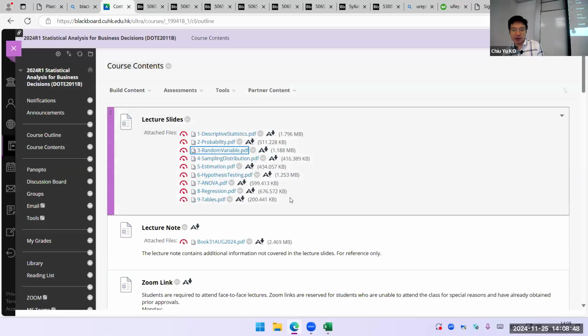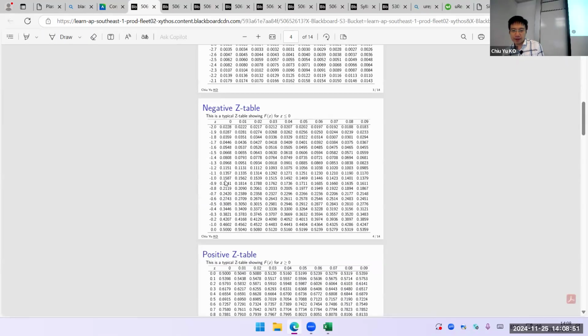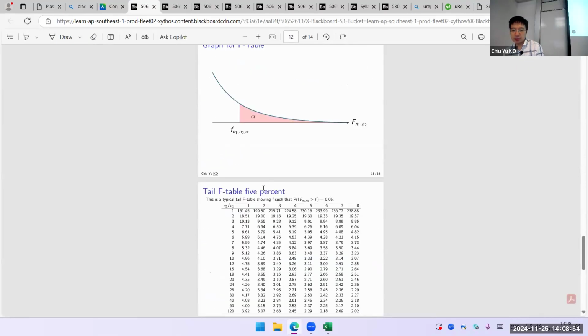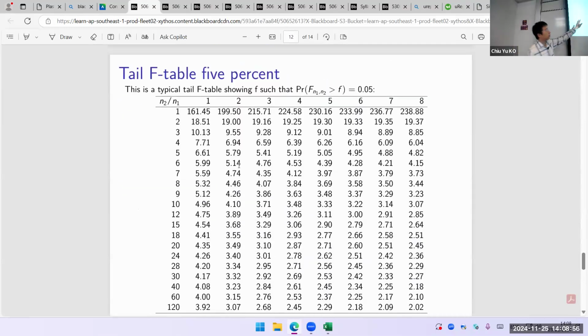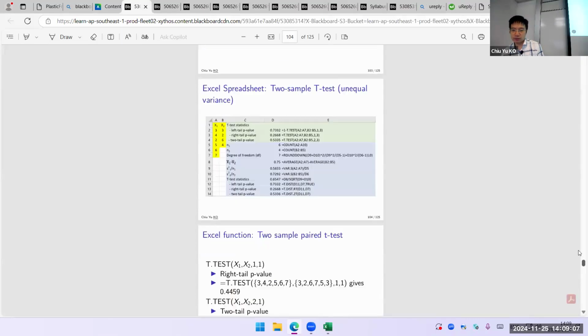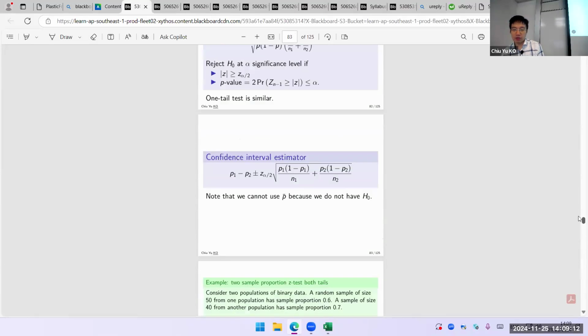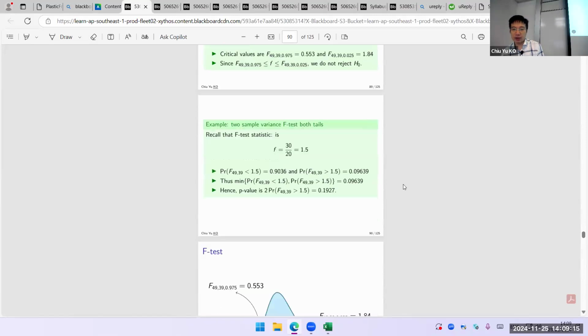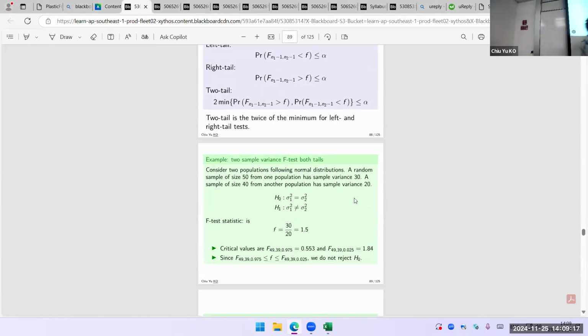Okay, F table. Let me pick this out. So the F table looks like this. I think it's good to go back to the example in the text, then you know what I'm doing. Look at this table. The F test is very simple. I think we have that in the class, right here. In this one, I have a sample size of 50 over a sample size of 40. The variance ratio is 1.5.